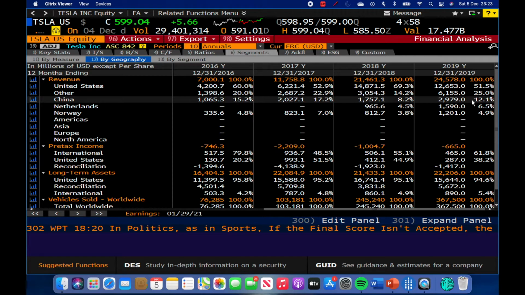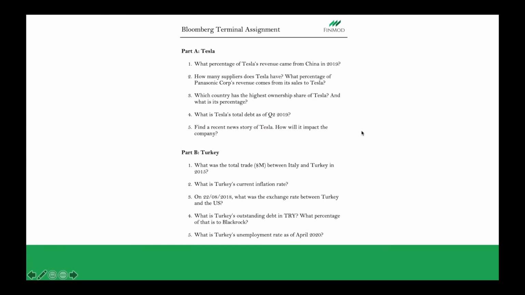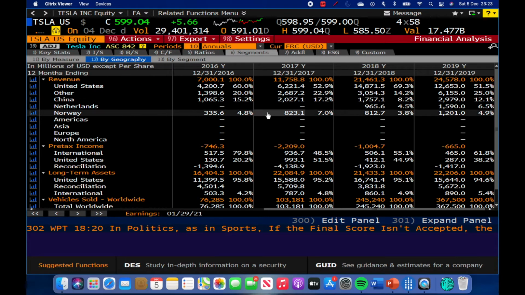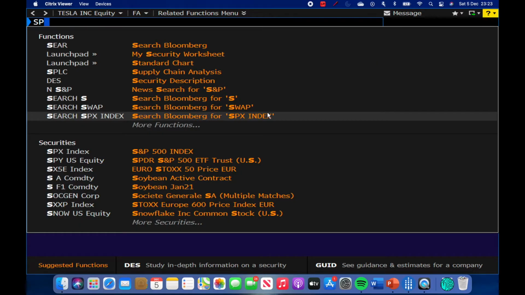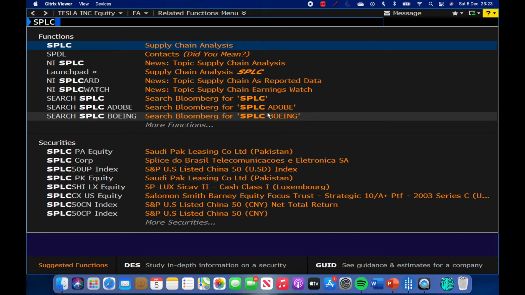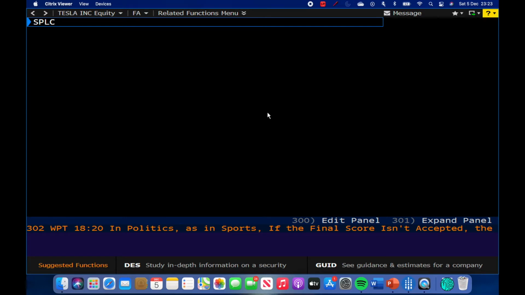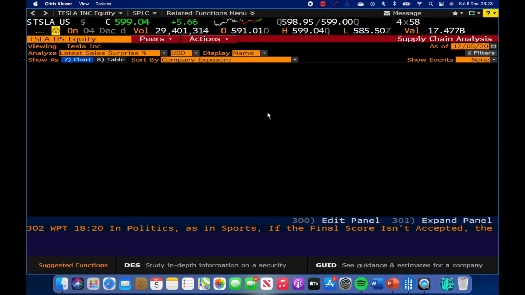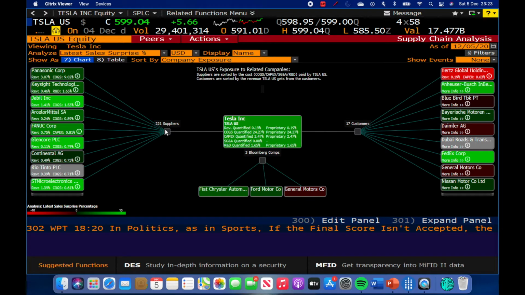So moving on to the second question: how many suppliers does Tesla have? What percentage of Panasonic Corp's revenue comes from its sales to Tesla? To answer this question, we need to look into the supply chain of Tesla. So we type in SPLC, which looks at supply chain analysis, and we click enter. When it loads up, we see that Tesla has 221 suppliers. That answers the first part of the question.